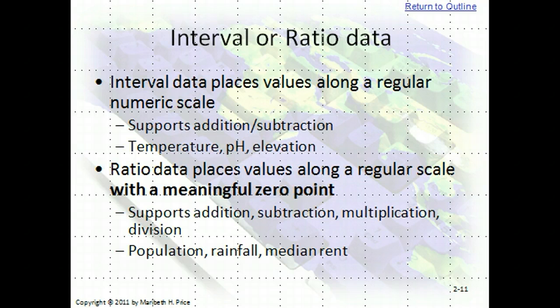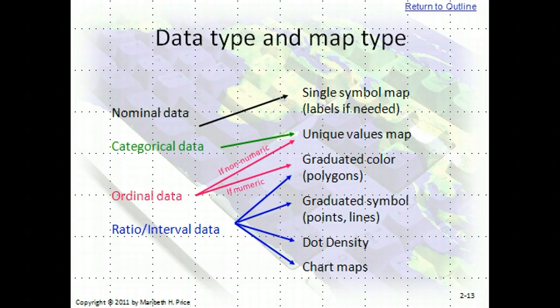When determining which symbology should be used for creating a map, you must first identify which type of data set you have: nominal, categorical, ordinal, or ratio interval data. This review slide will help you to identify which choice to make in symbology for creating your map. As a review, nominal data, you will create a single symbol map. Categorical data, you will use a unique values map.